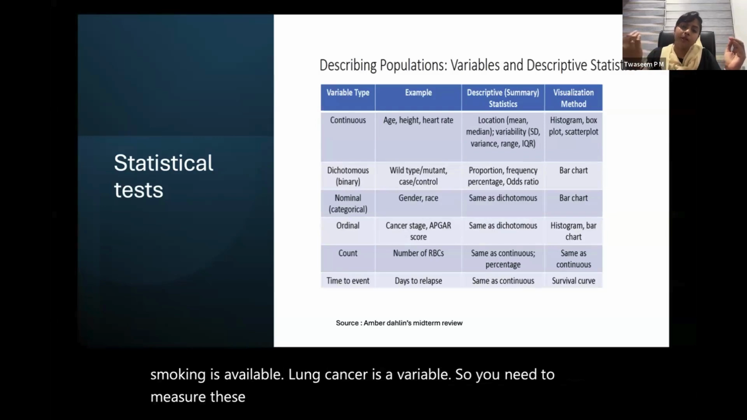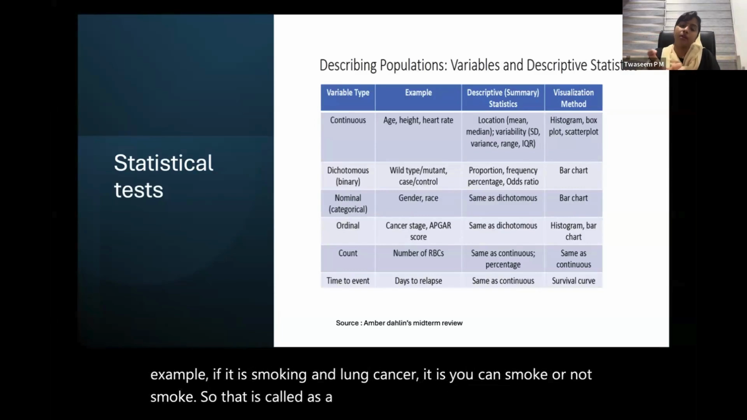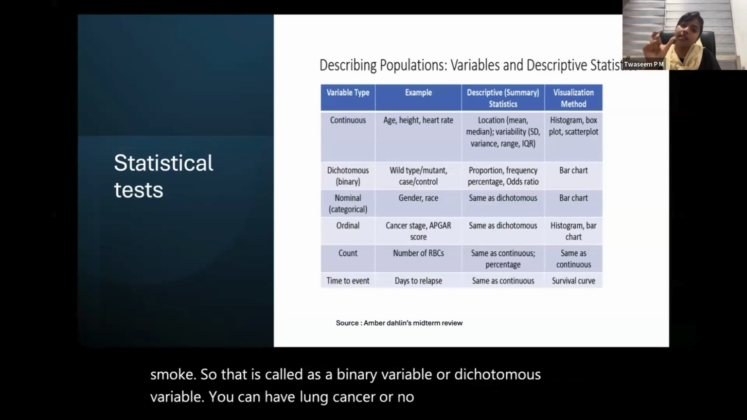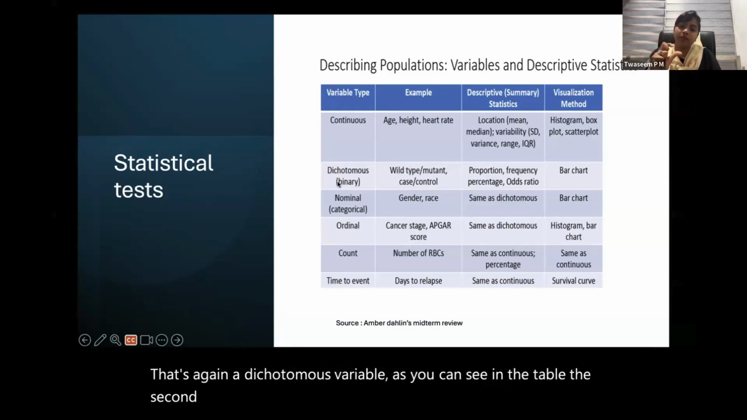Variables can be of different types. For example, if it's smoking and lung cancer, you can smoke or not smoke. So that is called a binary variable or dichotomous variable. You can have lung cancer or no lung cancer. So that's again a dichotomous variable. As you can see in the table, the second box is a dichotomous variable.